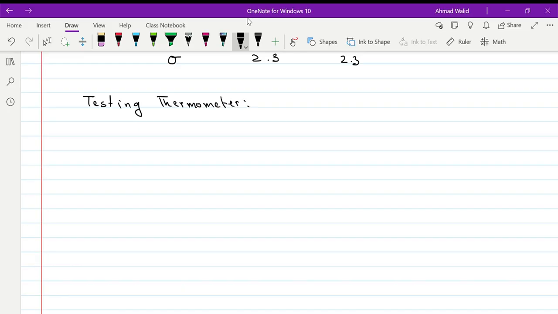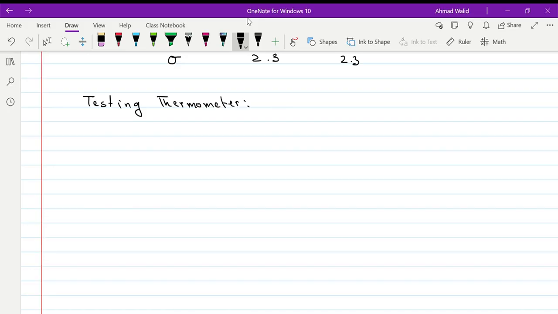Correct? A company is producing thermometers. They want to test their reading of their thermometers. How accurate is the reading of their thermometers? What they do, they put the thermometer in ice water, and they just read how much the reading of this thermometer shows.